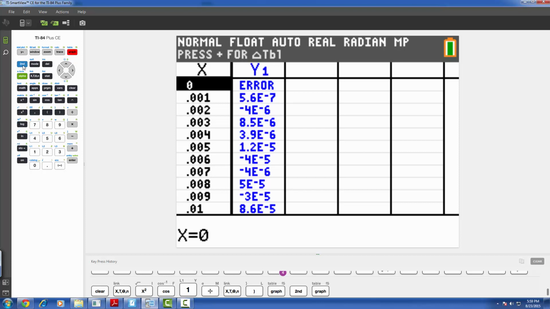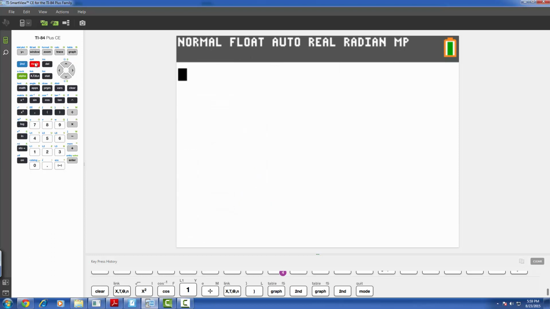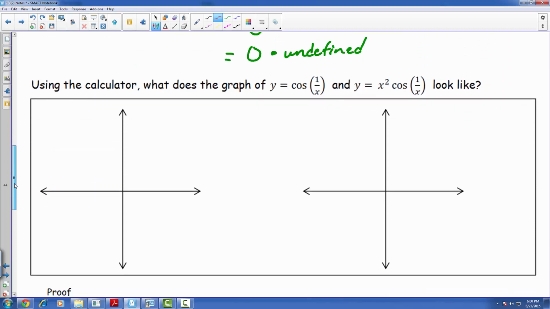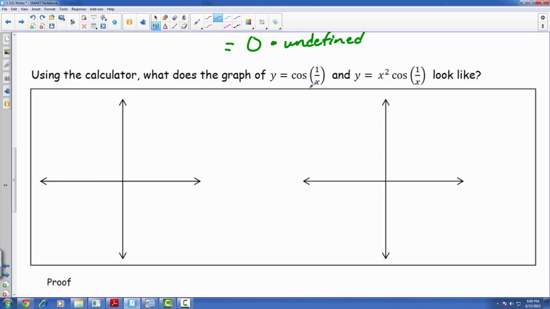So let's hit second quit, getting out of that table, and go back to our notes. We think our limit is going to be equal to 0. It looks like it's going to be 0. Now some instructions tell us, okay, let's use the calculator and see what just that cosine of 1 over x looks like. Again, this was the function that was giving us the issue. The x squared was just fine, so we didn't have to worry about it. So let's see what's going on with just this piece.